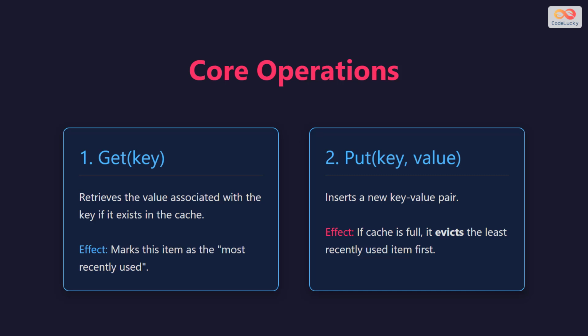An LRU cache primarily supports two operations: get, which retrieves a value, and put, which inserts or updates a value. Crucially, every time we access an item via get or put, it becomes the most recently used item.